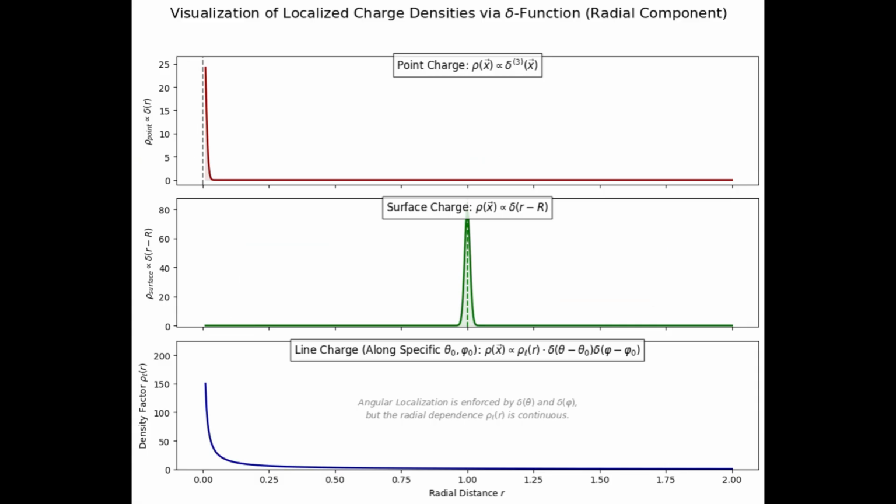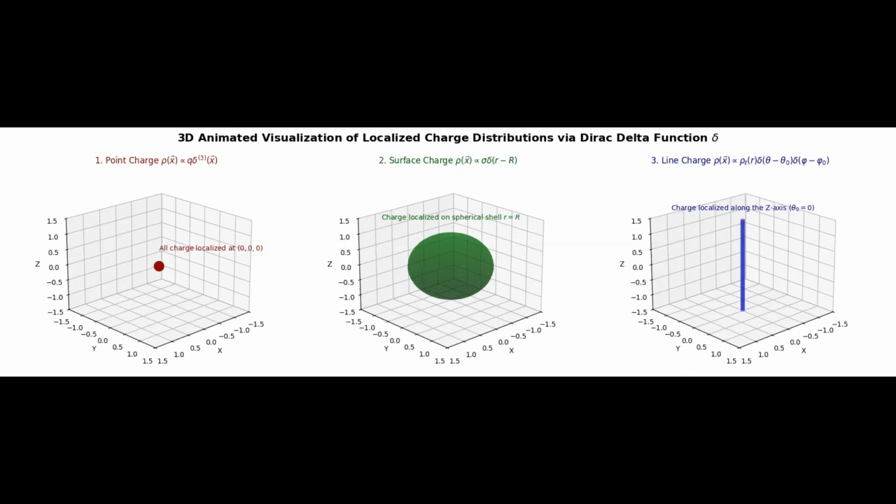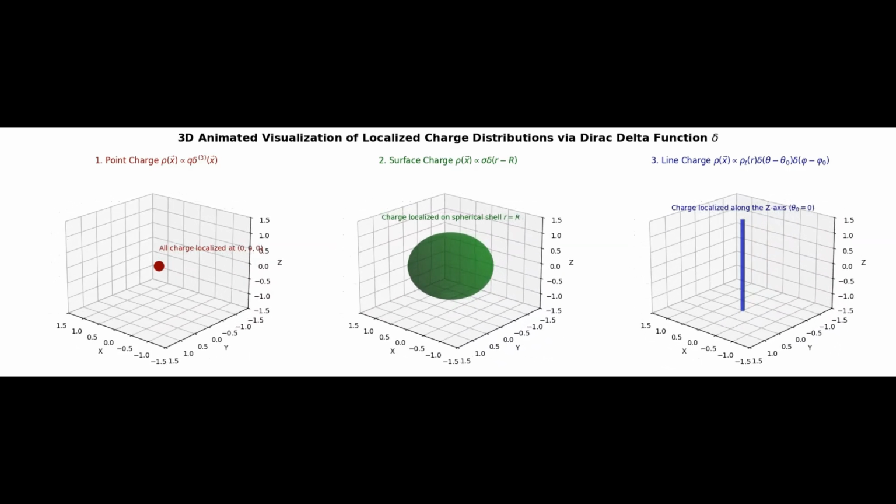So keeping your units consistent, using the function to pinpoint the geometry, and adding the right correction factors, that's the key to modeling charge distributions correctly in any coordinate system.